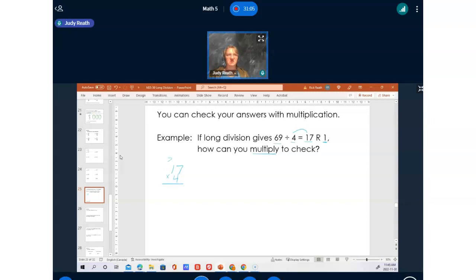4 times 7 is 28. 4 times 1 is 4, plus 2 more is 6. We got 68, but wait. Here it's 68, but we have 69. What did we miss? Our remainder, yeah. We have to add the remainder in. We have to add 68 plus 1 to give us that 69. And then we know we've got the right answer. Always remember at the end to add your remainder so that you end up with the right answer at the end.